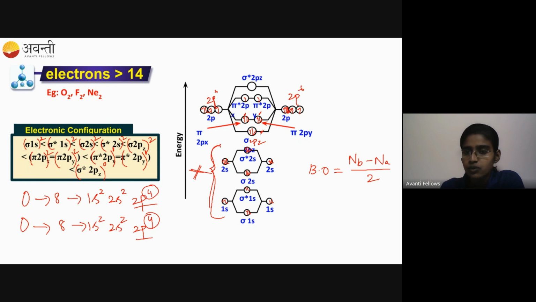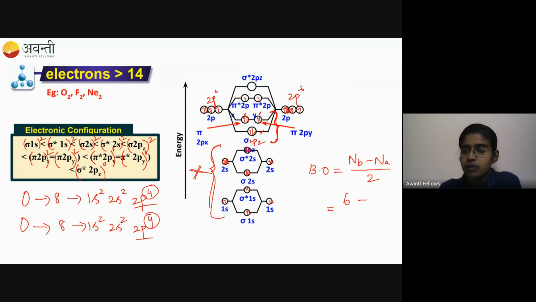Now, how many bonding orbitals are present in the 2p? So these 3 are the bonding molecular orbitals. How many electrons do I have in the bonding molecular orbitals of 2p? Can anyone tell me the total number of electrons present in the bonding molecular orbitals of 2p? It is 1, 2, 3, 4, 5, 6, right? 6 minus Na. Very good.